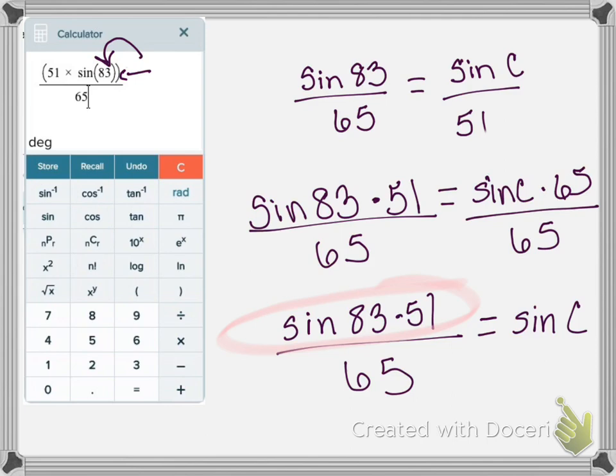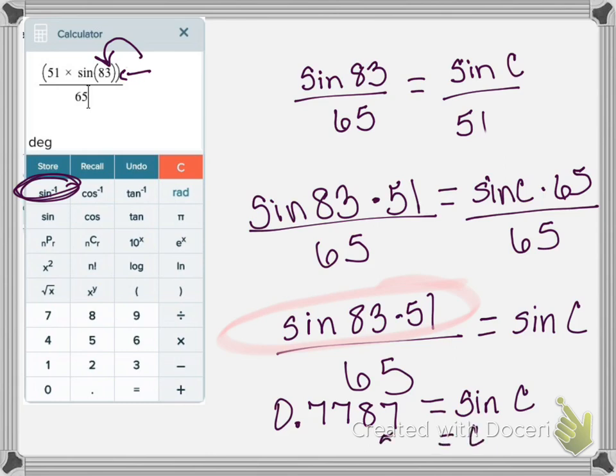When I do that, I get that the sine of C is 0.7787. Okay, once I have that calculation, I've got to hit inverse sine. So be sure you're hitting the right inverse. I was working on a problem the other night, and I was doing the law of sines, and I hit cosine. And so I got the wrong answer because I hit the wrong inverse. So when you're in law of sines, be sure you're hitting the inverse sine. And when I do that, I get an angle measurement of 51.1.